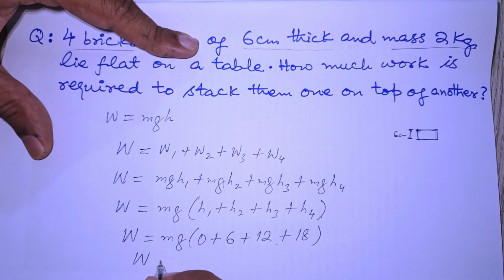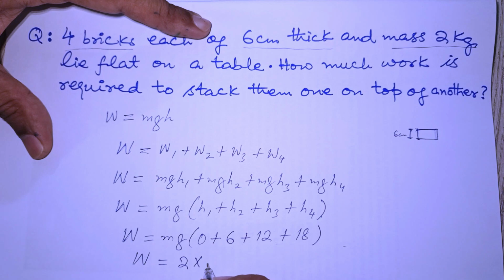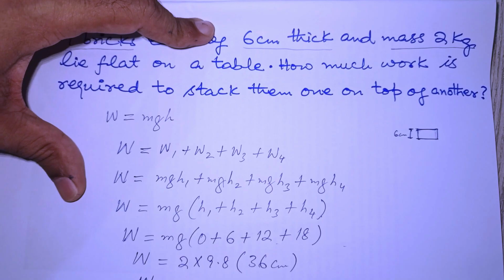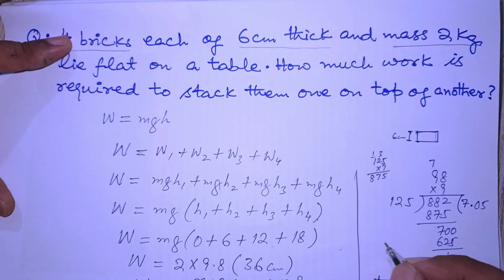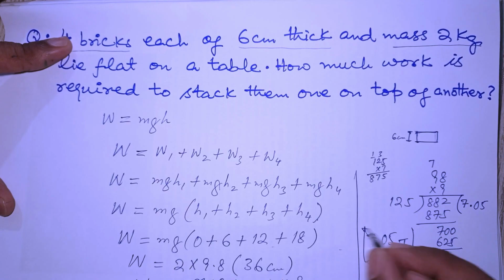So W is equal to M, which is 2 kg, into g, which is 9.8, and this will be 36 centimeters. Okay, we have to convert it into meter. So this will be 2 into 9.8 into 36 divided by 100. So the result is 7.05 joules.